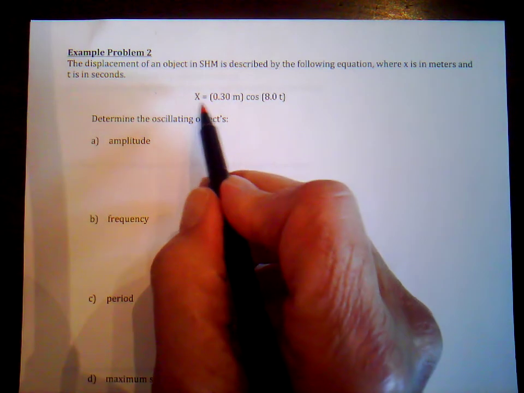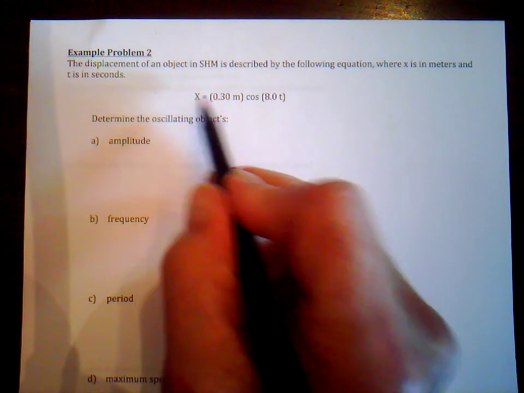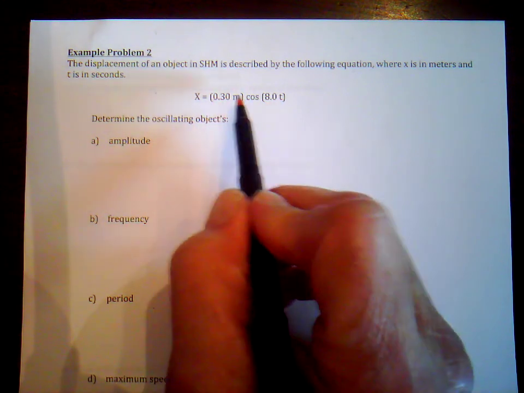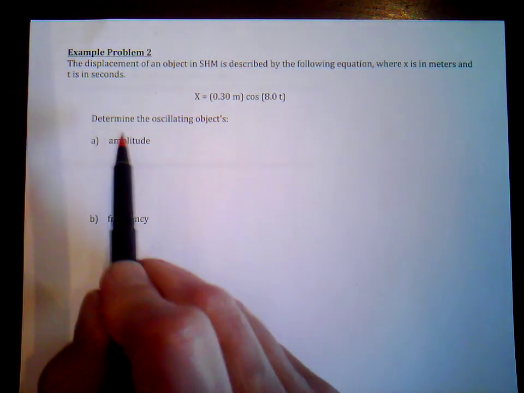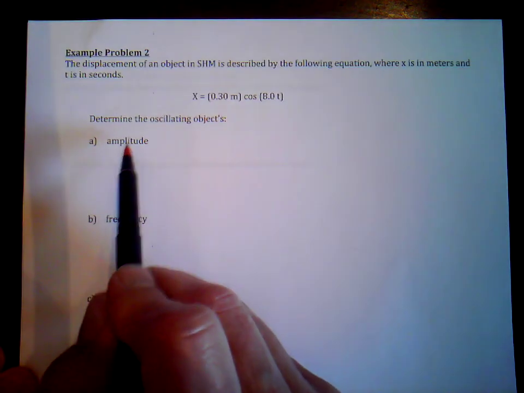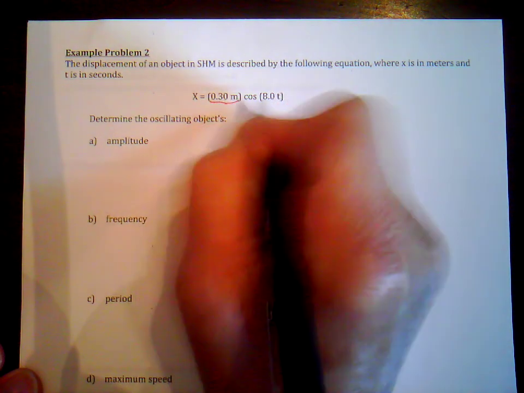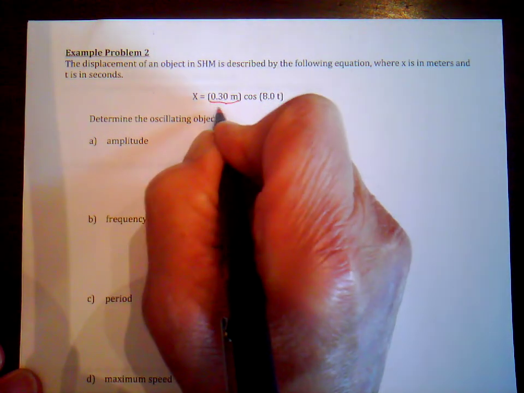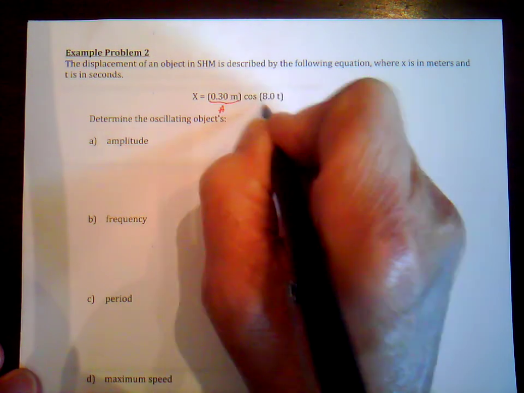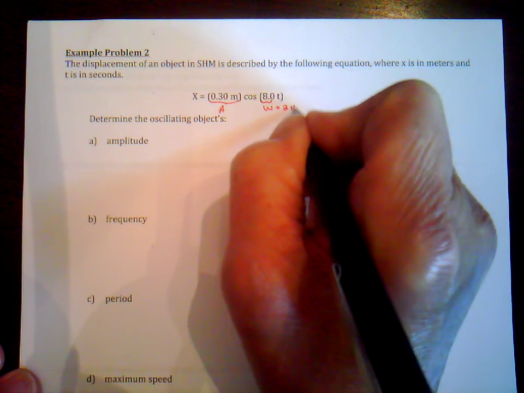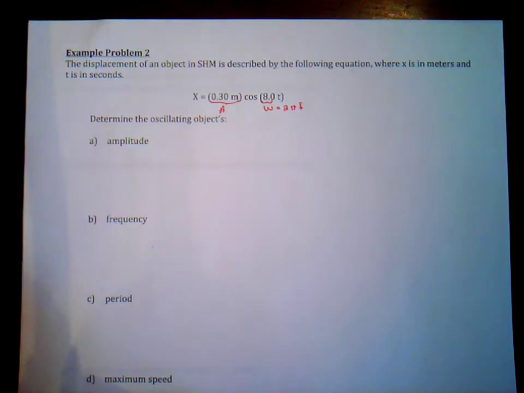All right, let's take a look at this equation. From any sine or cosine equation that describes the displacement of an object in simple harmonic motion, you should be able to understand the variables or the numbers in this equation to answer different types of questions. So let's take a look. Determine the oscillating object's amplitude. Again, if we come up here, let's make sure we understand what this is. This number in front of the cosine is the amplitude. And remember, this right here is the angular velocity, which is also 2 pi times the frequency. We keep those in mind as we go through.